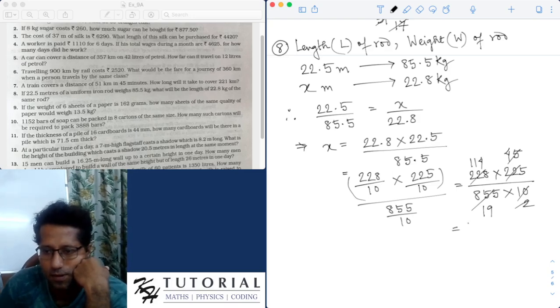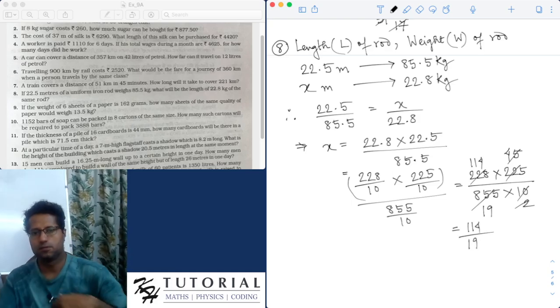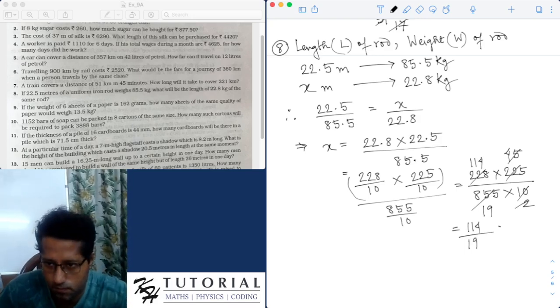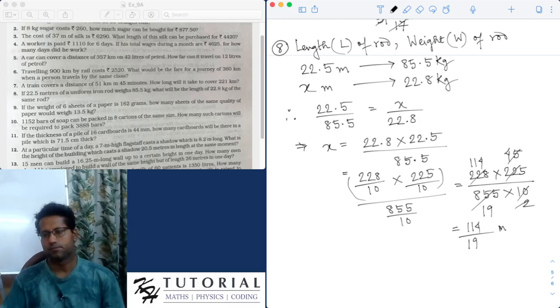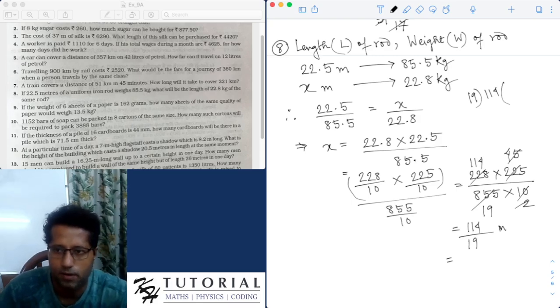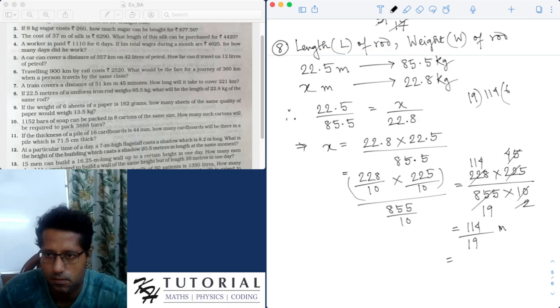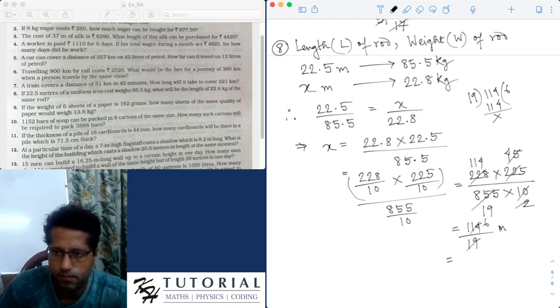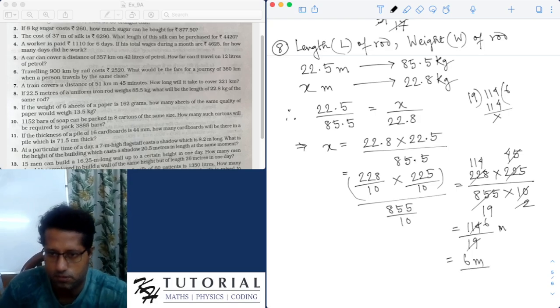So this is 114 divided by 19. I'm not converting it into a decimal. Now you can do it. If you divide 114 by 19, what do you get? 6. Oh, it divides perfectly: 9, 6 are 54. So this is 6 meter. So the answer is 6 meter.